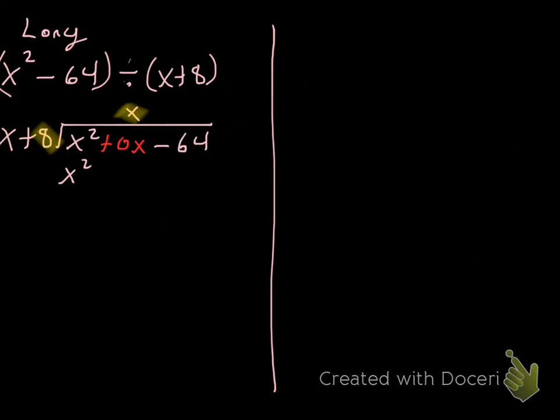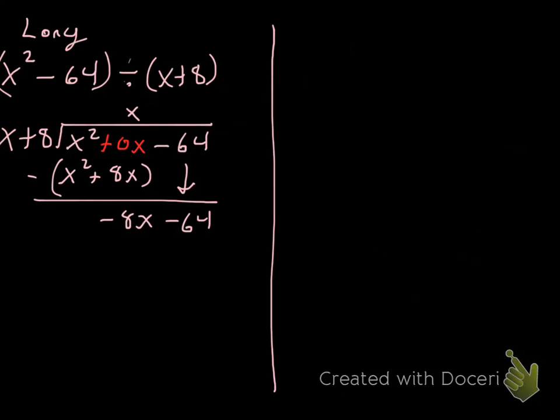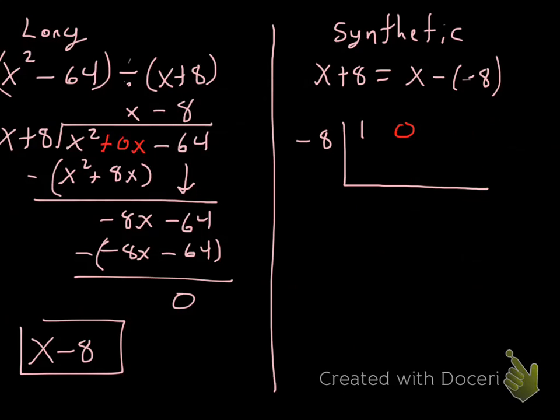8 times x, and this is where we really need that placeholder, and so I can put it right here. So 8 times x is 8x. And then just like with regular long division, we're going to subtract: x squared minus x squared is 0. 0 minus 8 is going to be negative 8. So we're going to get a negative 8x, and then bring down your negative 64. Okay. And x times negative 8 is going to give me negative 8x. So that's what's going to happen here. Okay, negative 8x.